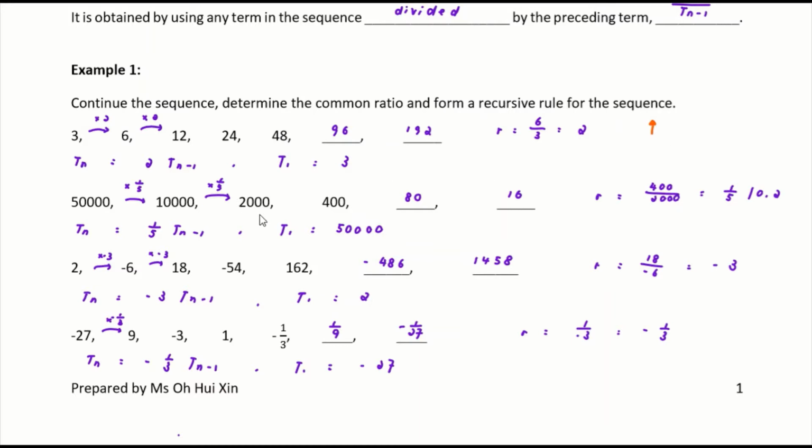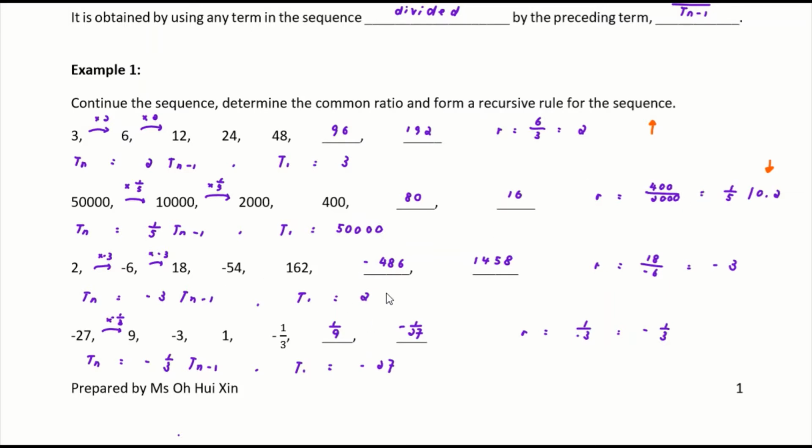For the second one, when you have a ratio that is bigger than 0 but smaller than 1, then you get a sequence that is decreasing. Because if you multiply by 0 point something, you can definitely get a number that's smaller than the previous one. That's why this is decreasing.